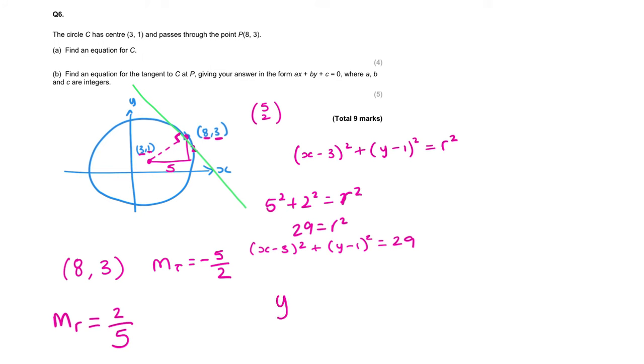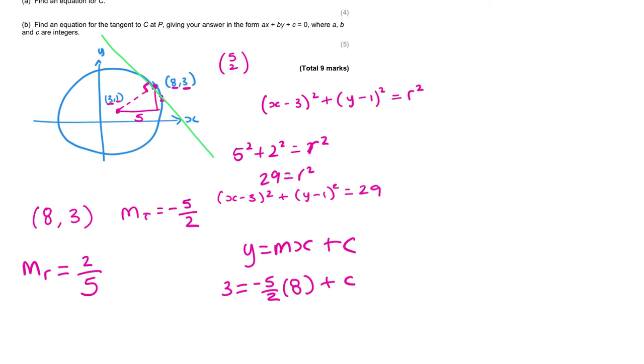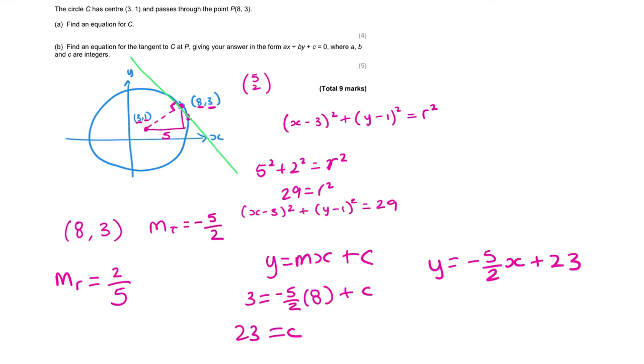So now we're going to have y equals mx plus c. So we're going to have 3 equals minus 5 over 2 lots of 8 plus c, which is minus 20. So I get 23 equals c. So I get y equals minus 5 over 2 x plus 23. Again, it wants it in this form: ax plus by plus c equals 0. Multiply it all by 2. 2y equals minus 5x plus 46. Move it all to the left-hand side. 2y plus 5x minus 46 equals 0. And there we have it.